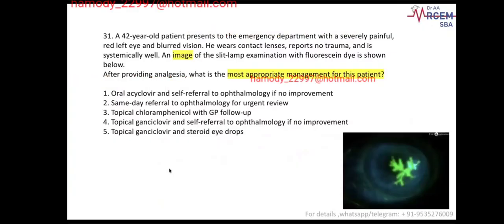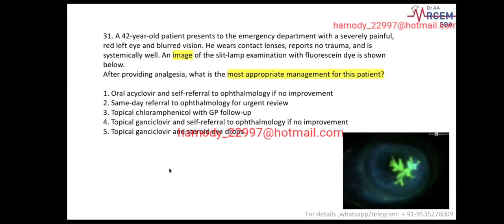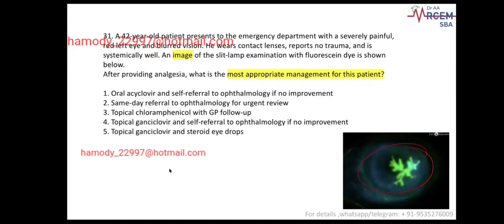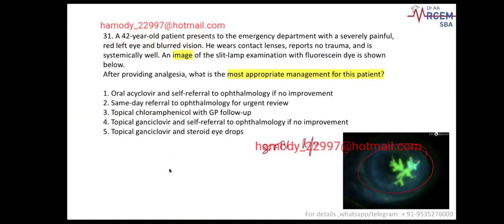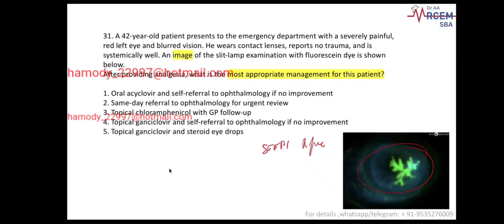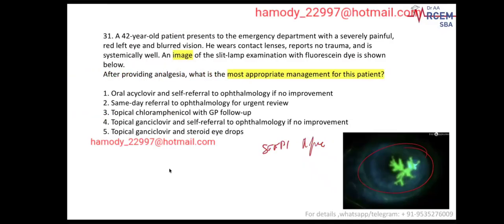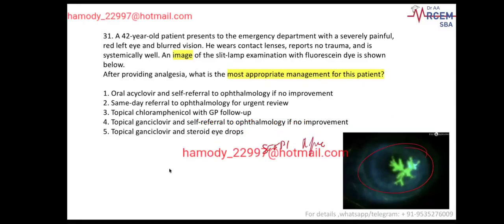Identify the most appropriate management plan for this patient. So this is an ulcer. What we need to give, step 1 is to refer. Step 2, this is a dendritic ulcer, so we need to give them eye drops. Acyclovir eye drops can be given, or ganciclovir eye drops need to be given.